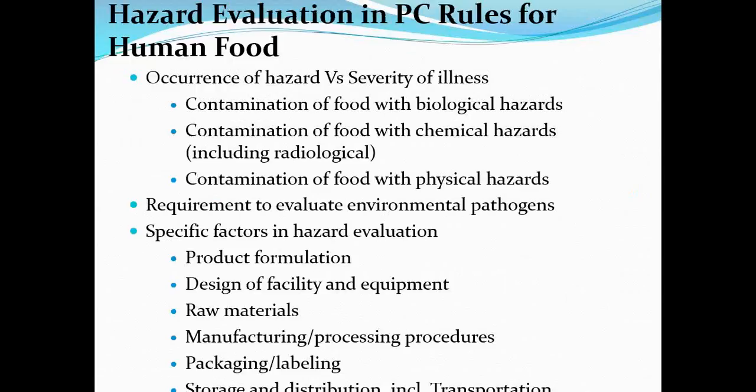So once you have identified the hazards, you need to evaluate the hazards. The next step is evaluate. How? Going back to the HACCP model, that is occurrence versus severity. The PC rules, in fact, require that the hazard analysis include an evaluation of the hazards identified to determine whether these hazards are reasonably likely to occur, including an assessment of the severity of the illness or injury if the hazards were actually to occur.